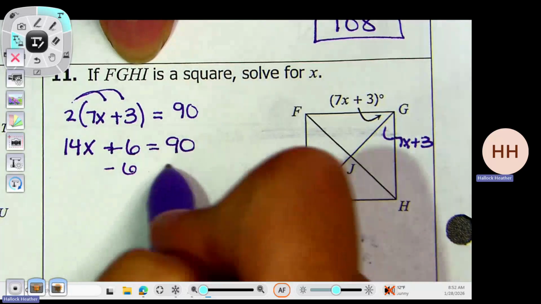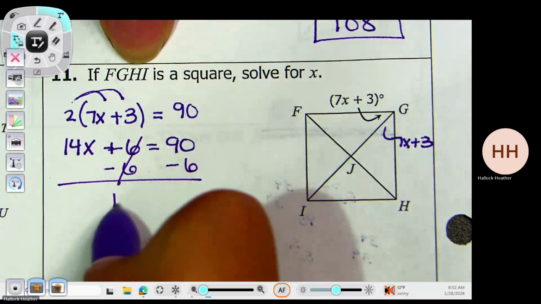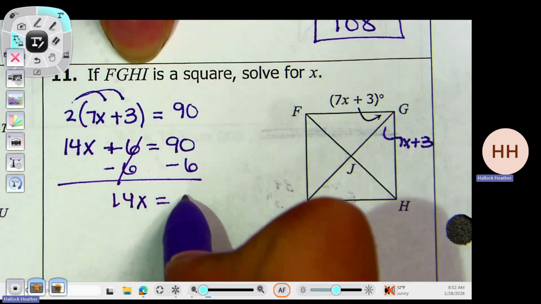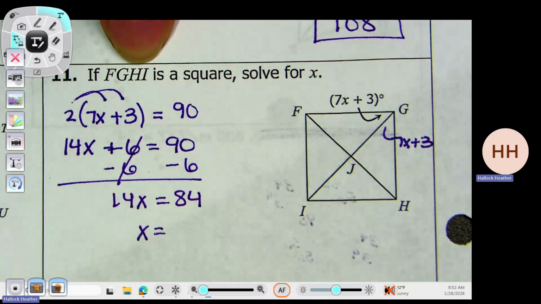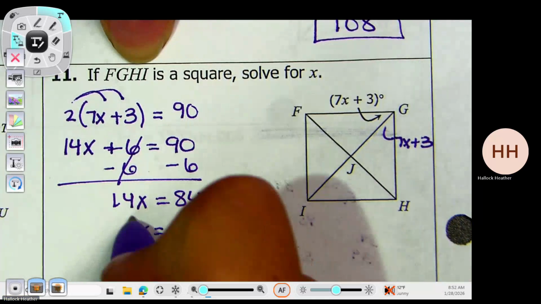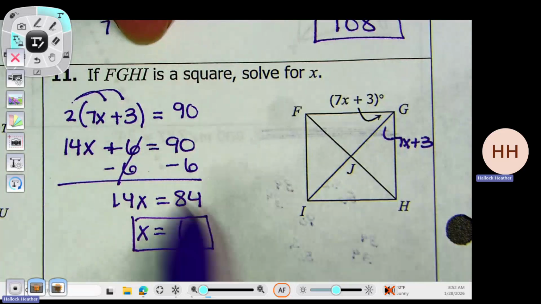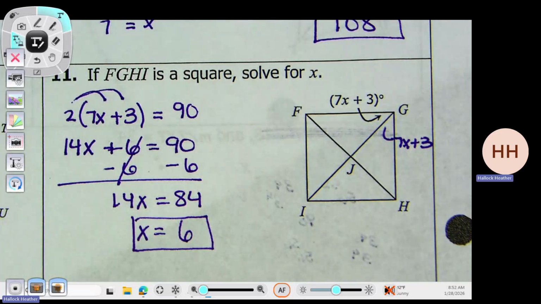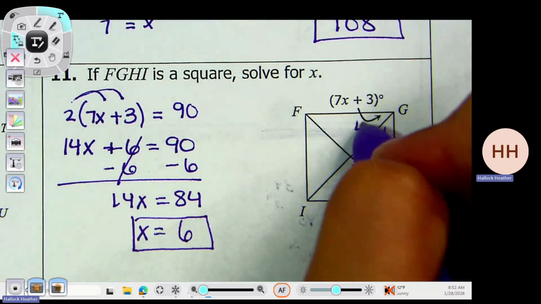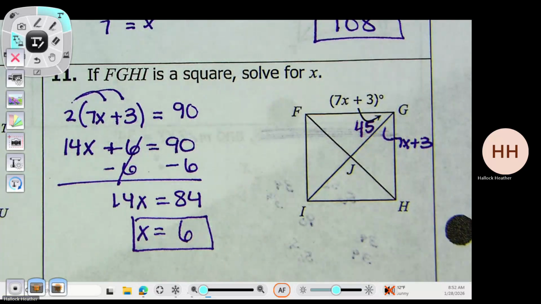So minus 6, minus 6. 14x equals 84. Did you distribute properly? 2 times 7 is 14, 2 times 3 is 6. Side note, you could have also just equaled it to 45 because half of 90 is 45. But it doesn't matter, because geometry is like, you can do it a bunch of different ways and get the same answer.